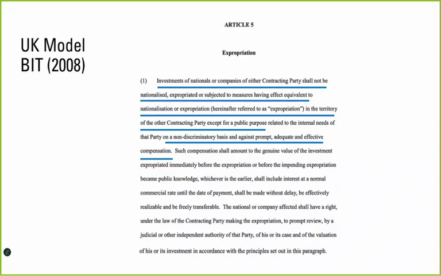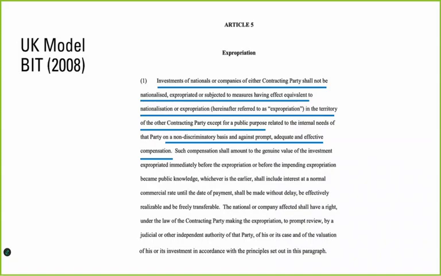Anything different? Anything more? There's also non-discrimination. So the third condition: it cannot be done in a discriminatory manner. There is also something else that is a little different: prompt, adequate, and effective.